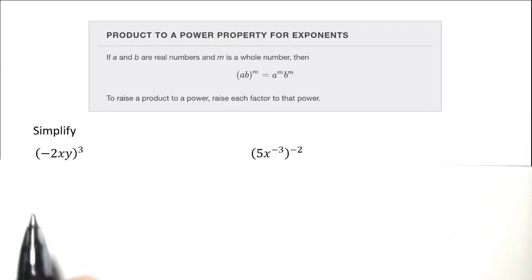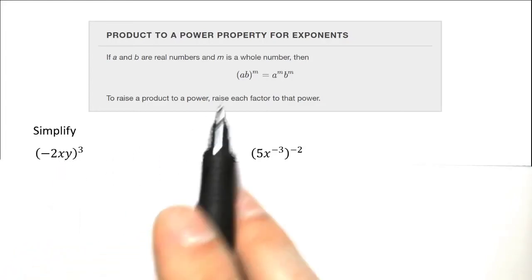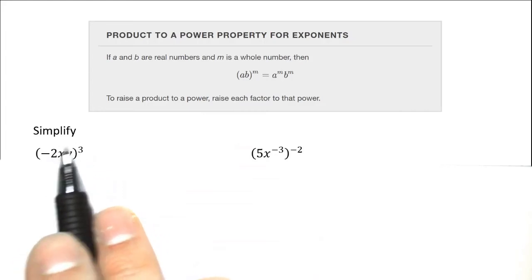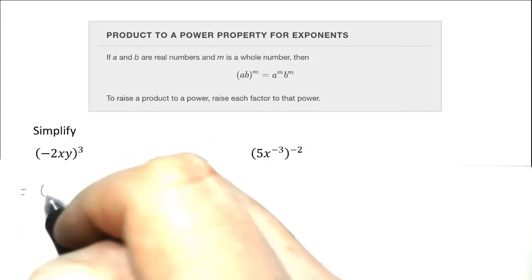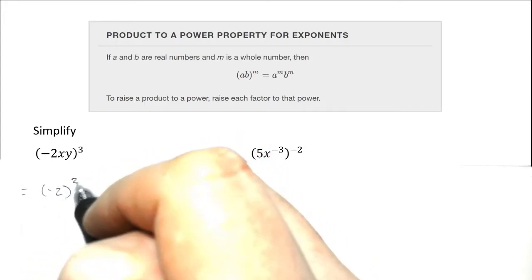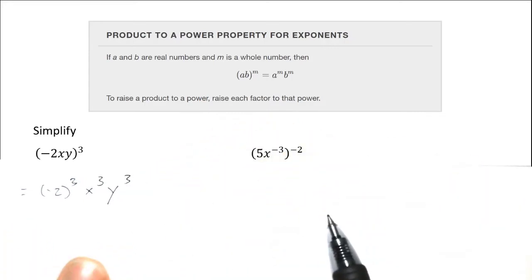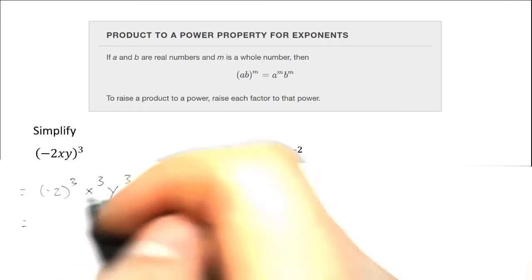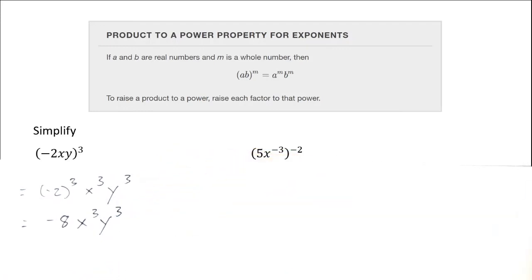So let's look at this first one. We have a product of three things, -2 times x times y. So this property says the power distributes across the product. So this is going to be (-2)^3 x^3 y^3. All right. Now, what's (-2)^3? Well, it's -2 times -2 times -2. Well, -2 times -2 is 4. 4 times -2 is -8.